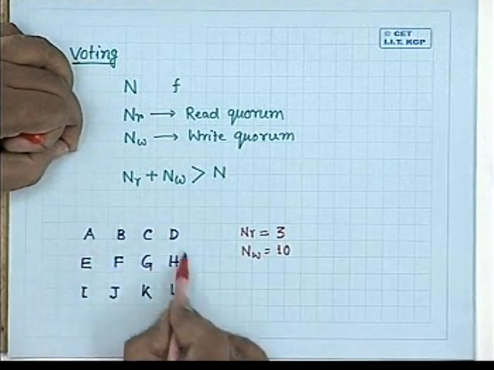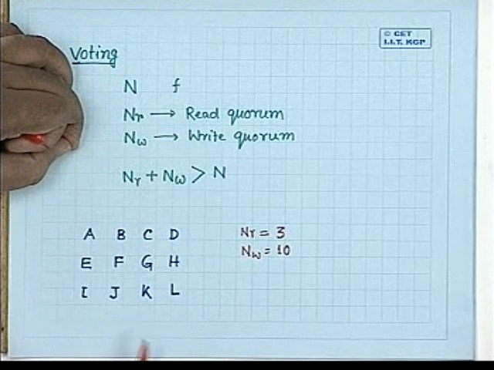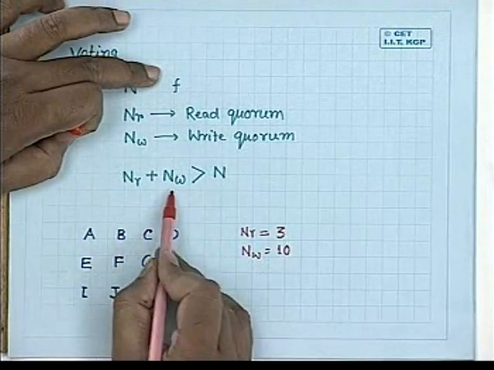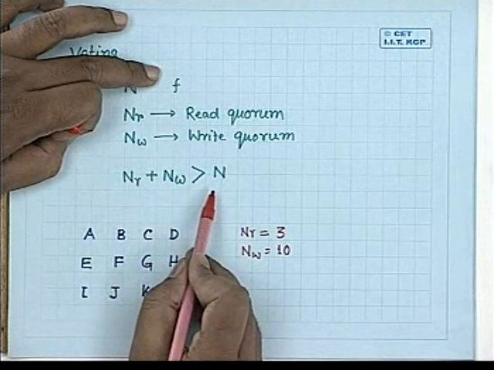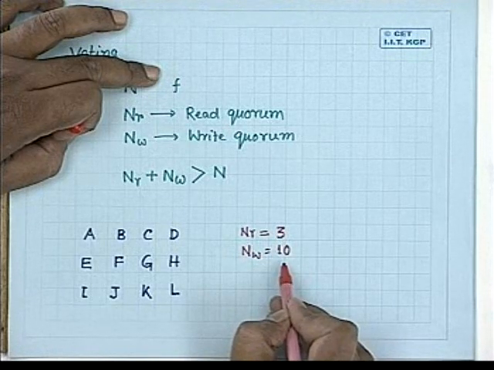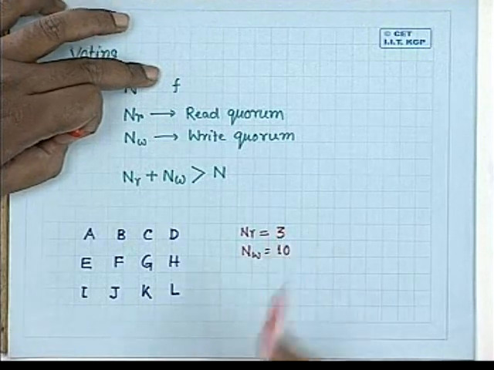So there are 12 servers, so I have 12 copies of the file F. My condition was that nr plus nw must be greater than n. So I have taken nr equal to 3 and nw equal to 10. These two together make 13, which is greater than 12.